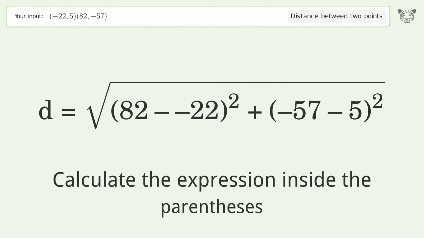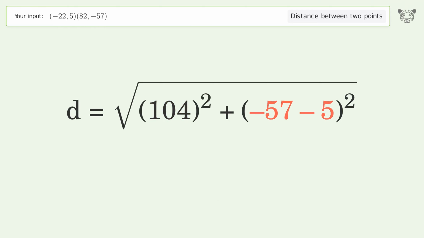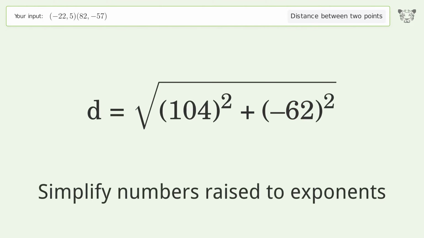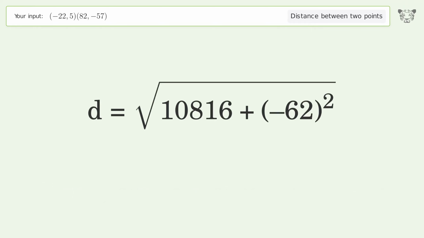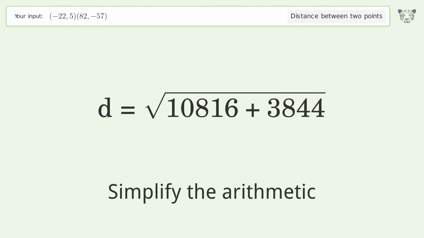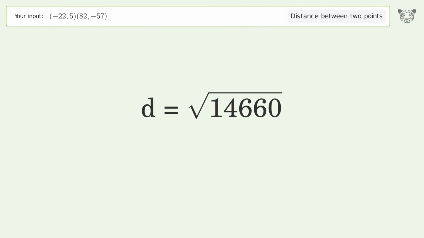Calculate the expression inside the parentheses. Simplify numbers raised to exponents. Simplify the arithmetic. And so the distance between the 2 points is the square root of 14,660, or 121.078.